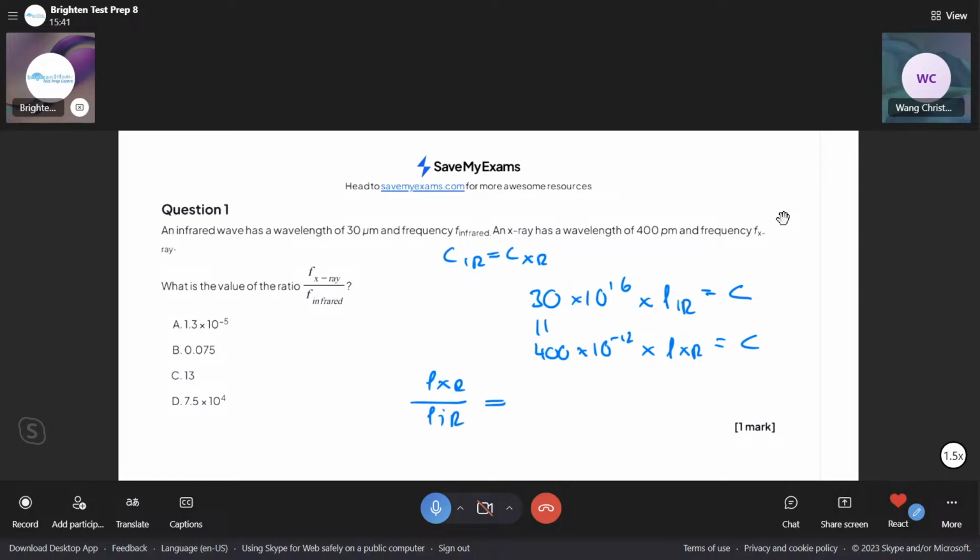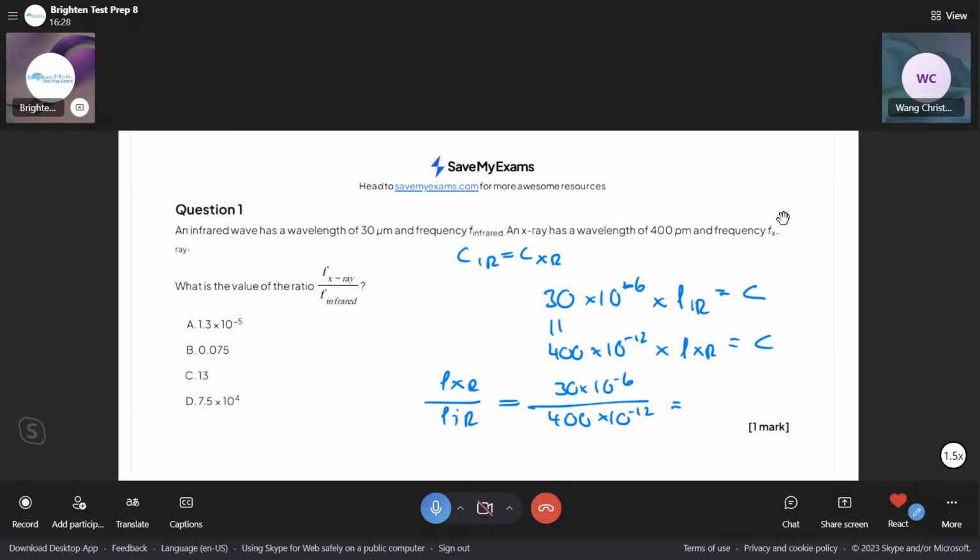What would that be? I mean, which two values do I have to list? It will be 30 times 10 to the power of negative 6 over 400 times 10 to the power negative 12. Okay, and that is how much without calculator? 30 over 400 times 10 to the power of 6.